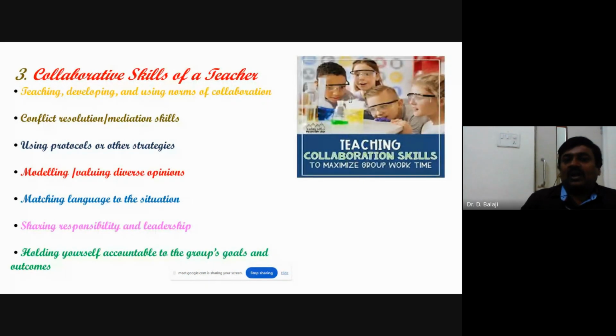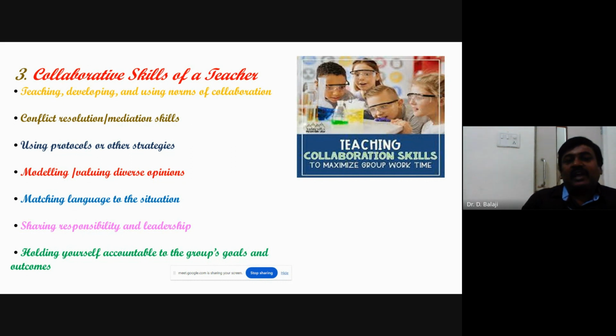Using protocols or other strategies, protocols like who is the CR, class representative, who is the leader, who is the girls' leader, like that, and the plan to collaborate, how they should collaborate. If they complete some project which is given by you, then what best things you will give to them, like gifts or something like that.